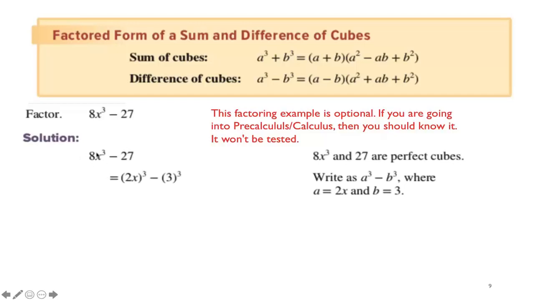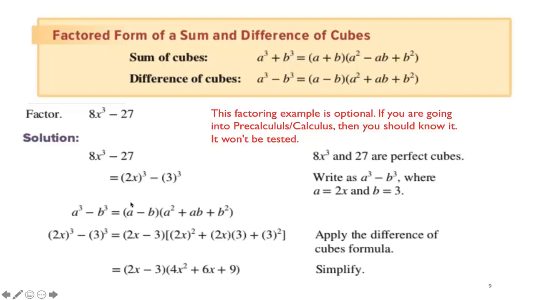So again, we can write this as a cubed and b cubed, and this is the difference of cubes. So a would be 2x, because 2x cubed is 8x cubed, and then 3 cubed is 27. So basically cube rooting these values, and now we can apply our formula, and that is a cubed minus b cubed is this formula.